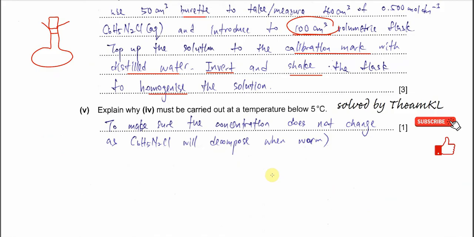Part 5. Explain why part 4 must be carried out at a temperature below 5 degrees C. This one is very easy because benzene diazonium chloride is temperature sensitive. It will decompose at higher temperature. So we need to make sure it's always below 10. Actually below 5. In this question it is below 5, to make sure the concentration does not change. Why? Because the benzene diazonium chloride will decompose when warm.